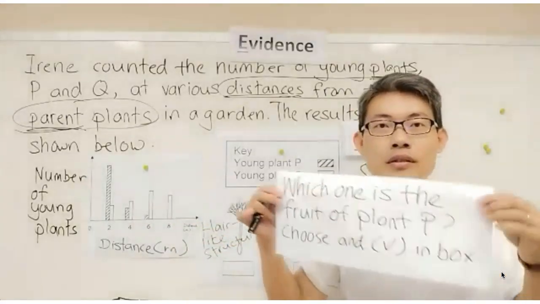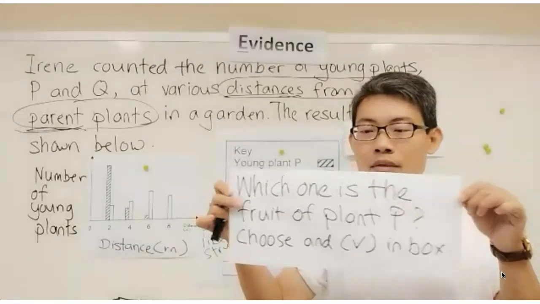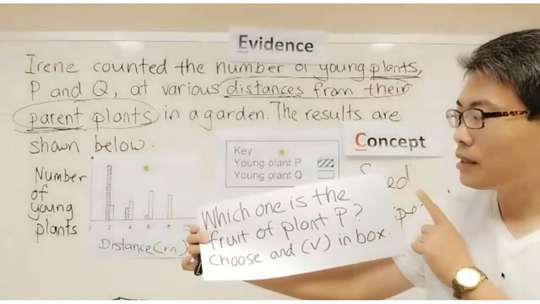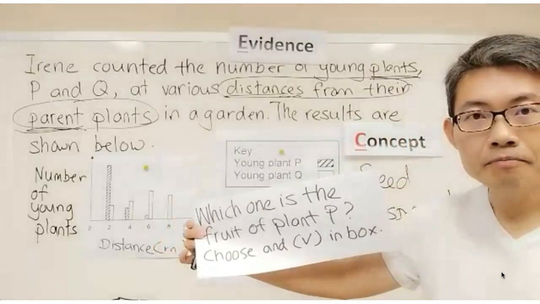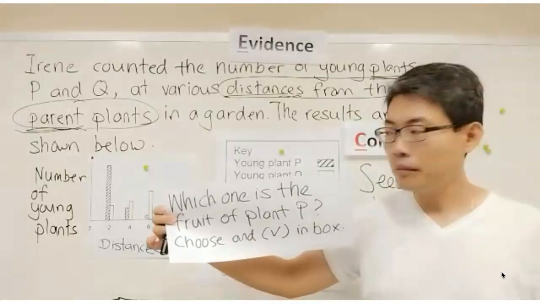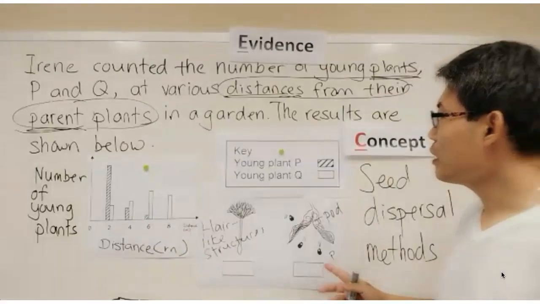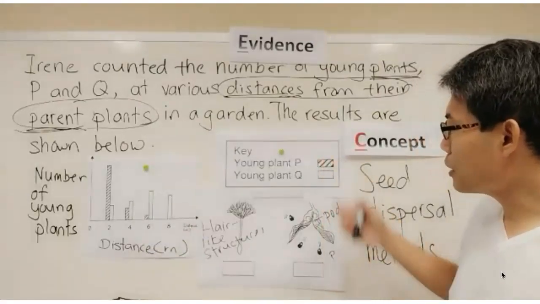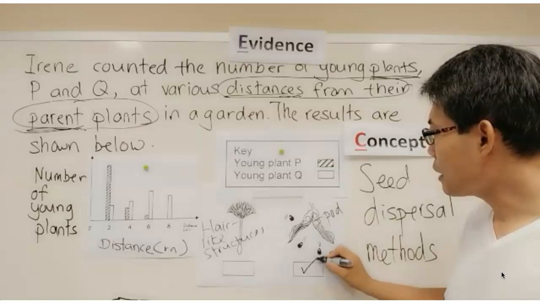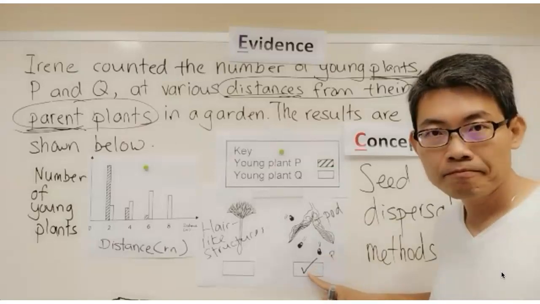Which one is the fruit of plant P? Which one is the fruit of plant P? So clearly, after reading through all this, I've identified plant P is the shaded one. This must be the one, and we're asked to give a tick.